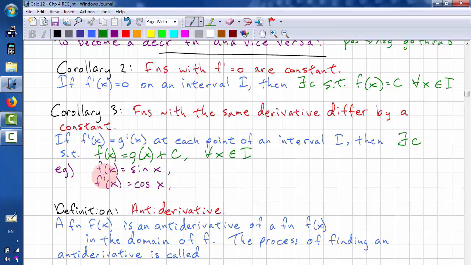Okay, so if we have f of x equals sine x, the derivative is cos x. If we have g of x equal to sine x plus 10, the derivative is cos x. Okay, so the derivatives are the same. We go backwards, actually. F of x could be sine x, and g of x could be sine x plus 10. It could be sine x plus 20. This could be sine x plus 30. They differ by a constant.